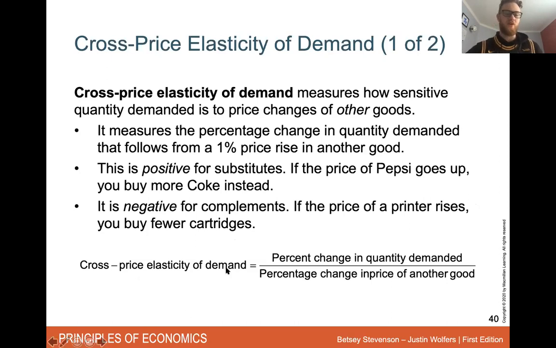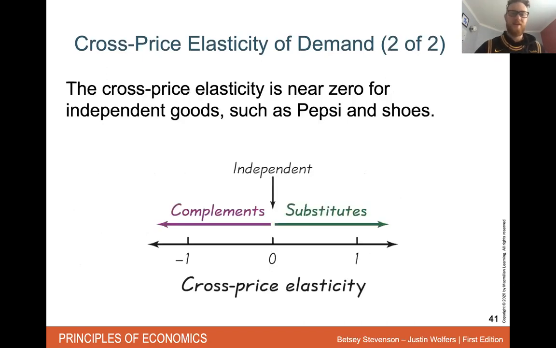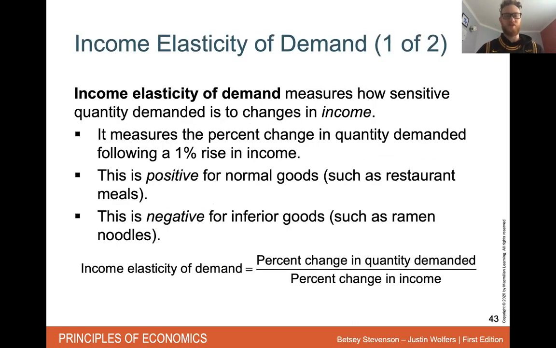So over here, you've got the cross-price elasticity of demand formula: percentage change in quantity demanded over percentage change in price of another good. The cross-price elasticity is near zero for independent goods, such as Pepsi and shoes. If the price of shoes rises, you're not going to care how much Pepsi you buy. It should be around zero. Another practice question.